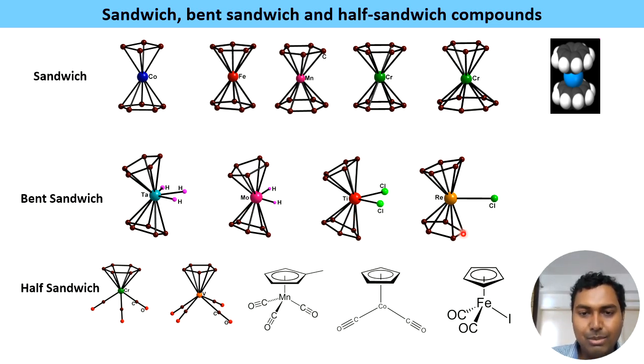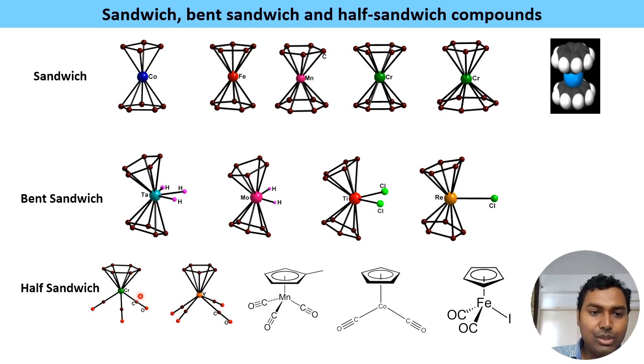So this is rhenium, this is -1, this is also -1 charge, and this chloride is -1 charge, so this is rhenium 3, and in this case this is titanium 4. This is molybdenum, this Cp is 1 minus, and this is hydride, so molybdenum oxidation state here is 4, and tantalum here is tantalum 5. We can also see that tantalum 5 is used for the generation of Schrock carbenes.